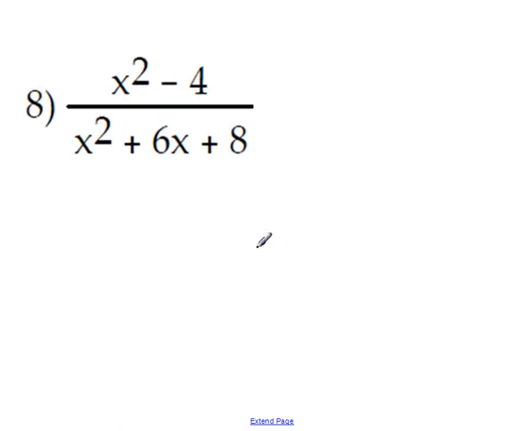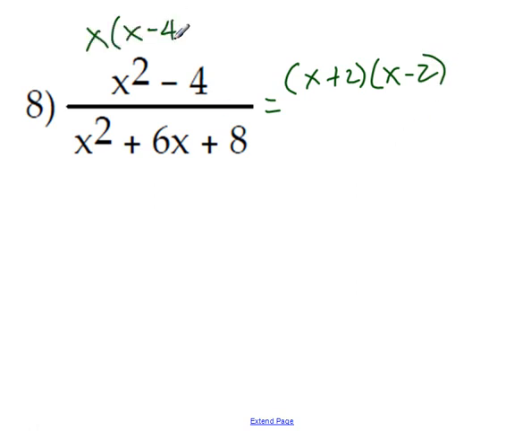Alright, we got to factor our top and factor our bottom. So x squared minus 4, if you don't know by now, then I'm probably going to be very upset with you in class when you try to... don't be the kid that writes x times x minus 4.